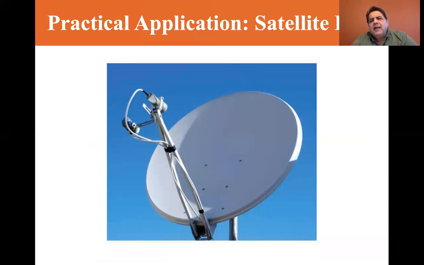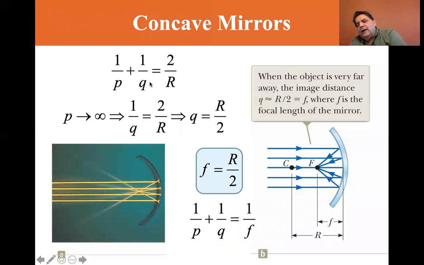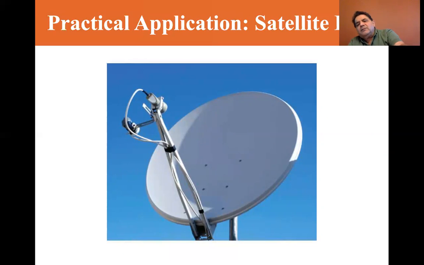Now, practical application, a satellite dish. Satellite rays are electromagnetic waves, just as light is, and come from a satellite that's very, very far in the distance. So the rays coming into the satellite dish are all parallel, similar to what you would see in this image here, these blue rays, and they bounce off of the dish and are all focused into this receiver here.